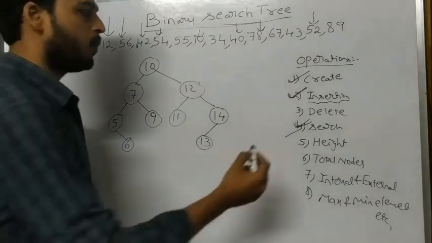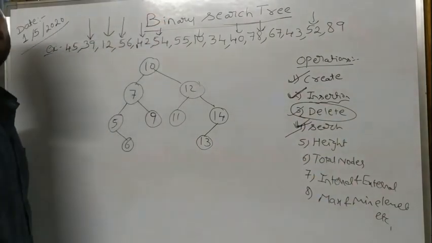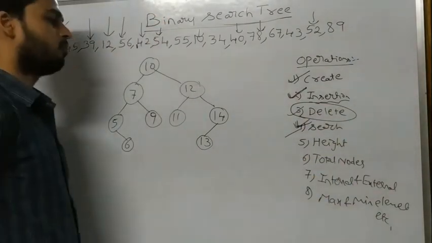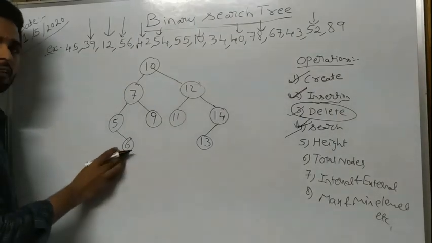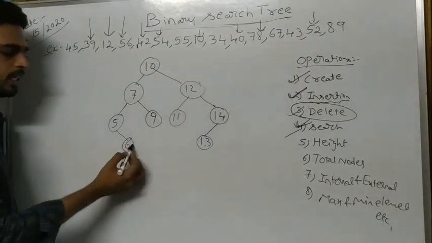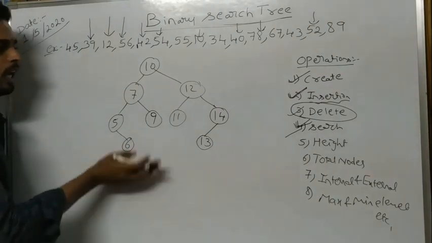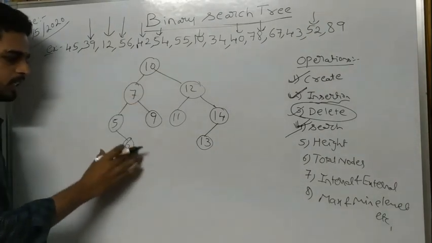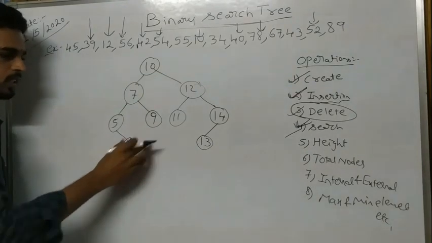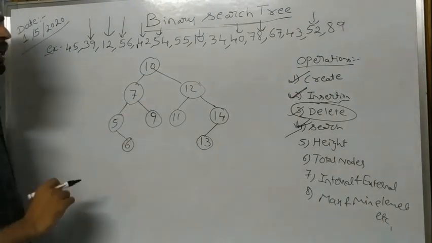Now I want to perform deletion over a binary search tree. Whenever you are performing deletion over a binary search tree, to delete a particular node, say 6, I can directly delete it. Why? Because there are no dependent elements here. If I want to delete the node 7, yes, there is a problem. Why? Because there is a left subtree and a right subtree, and I need to connect them somewhere. That is the problem we will get.